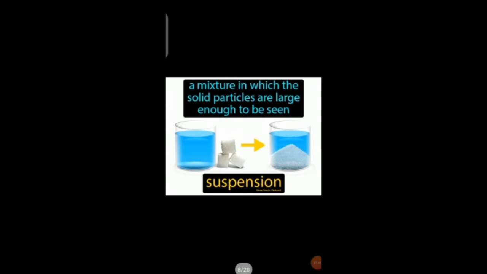This is another example of a suspension: a mixture in which the solid particles are large enough to be seen. Solid particles are not completely dissolved and they are visible to you. This is called a suspension.